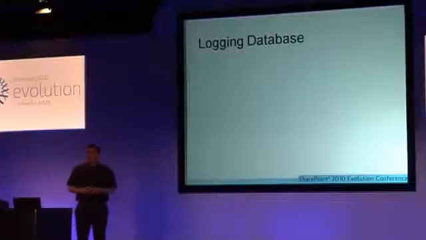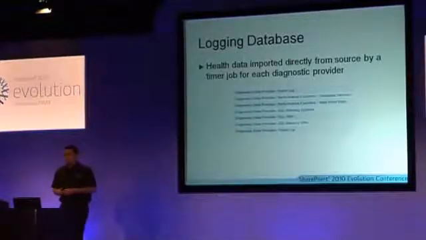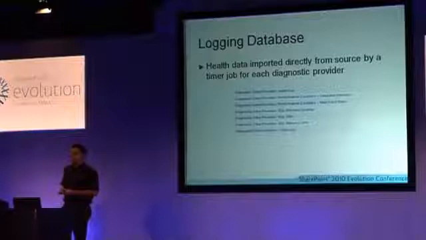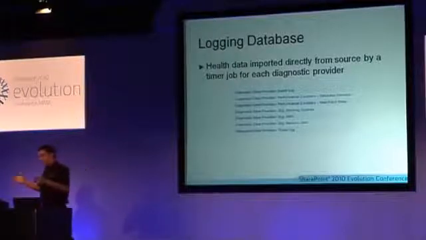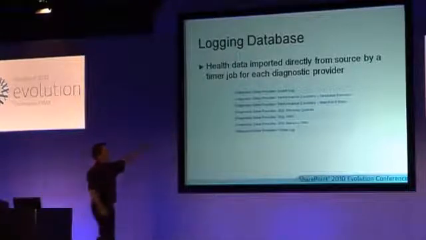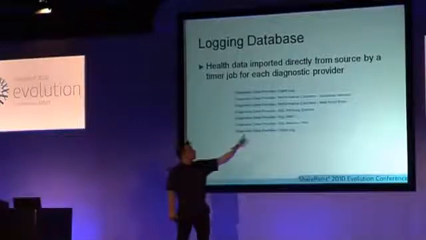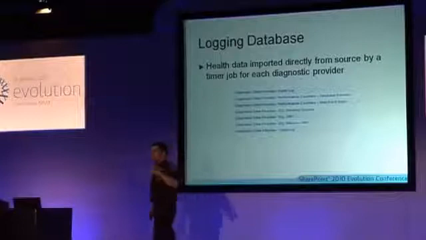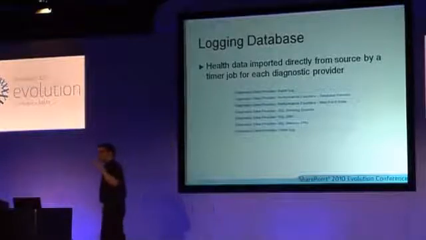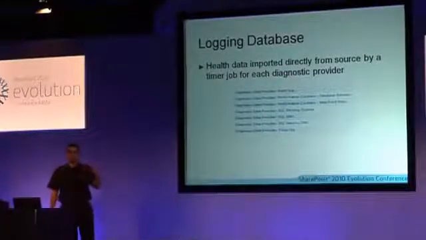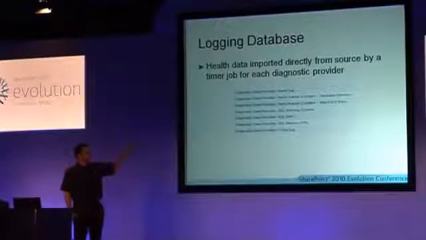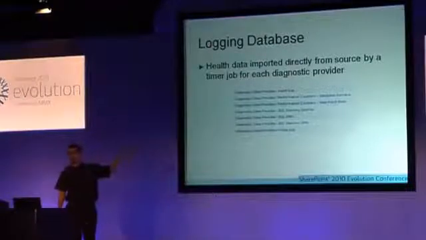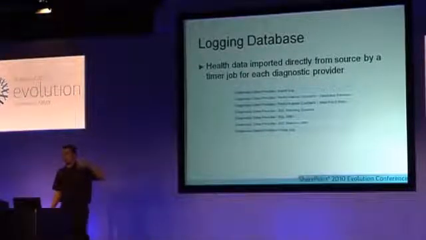So a bit more about the logging database, though. Health data is imported directly from source by a timer job, basically. So each diagnostic provider, each of these here, SQL DMVs, trace logs, SQL blocking queries, we grab all of these by default, and they get pulled in by a timer job. Each one has various different schedules depending on what it is. So the perf stuff's pulled in like every 30 minutes by default. The SQL stuff, blocking queries, is pulled in a lot quicker. It's like in the seconds, because that's more important to log that information.